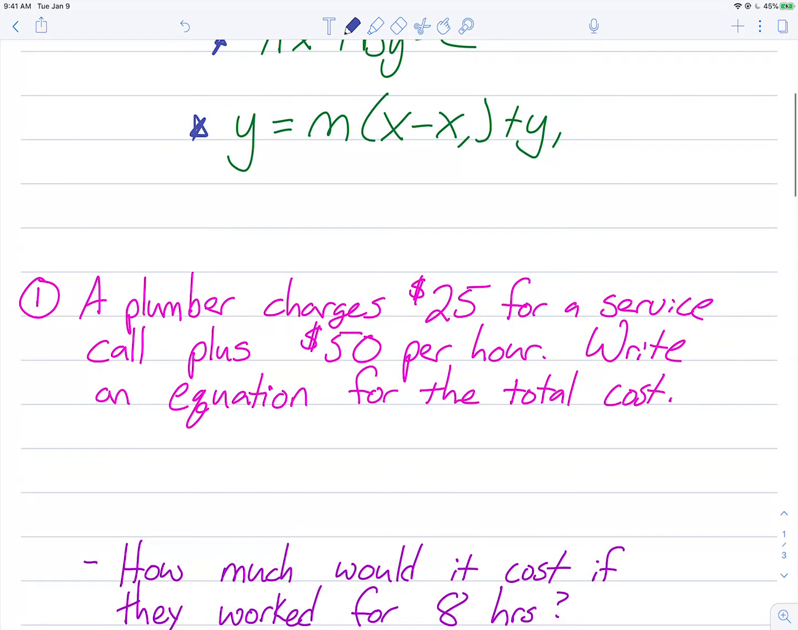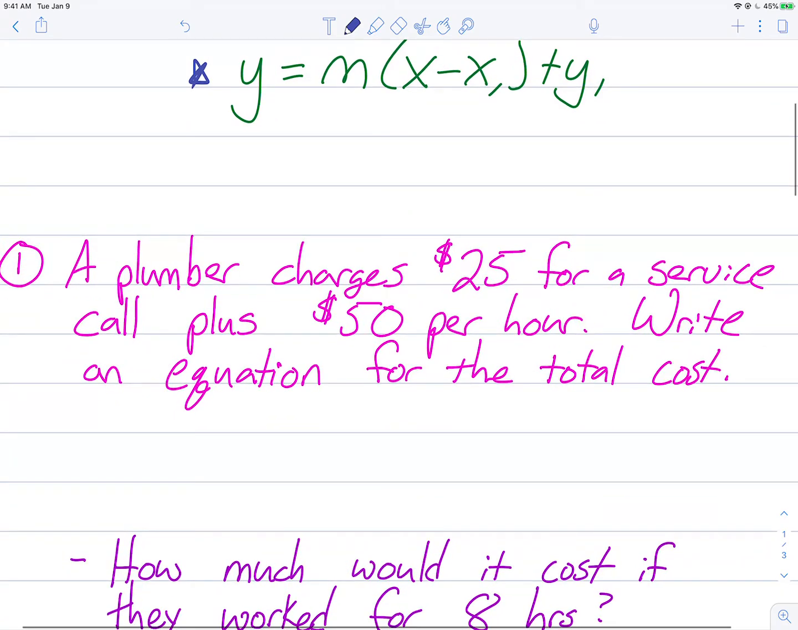So when you read your word problems, you need to start figuring out what information they are actually giving you in terms of a slope, a point, a starting point, any of that. So this one says, a plumber charges $25 for a service call plus $50 per hour. Write an equation for the total cost.